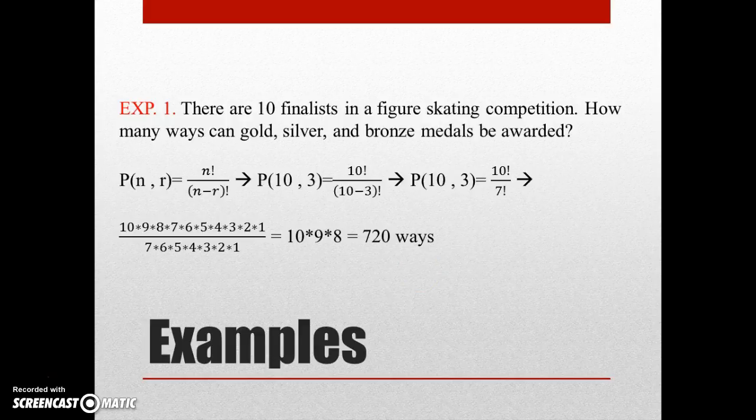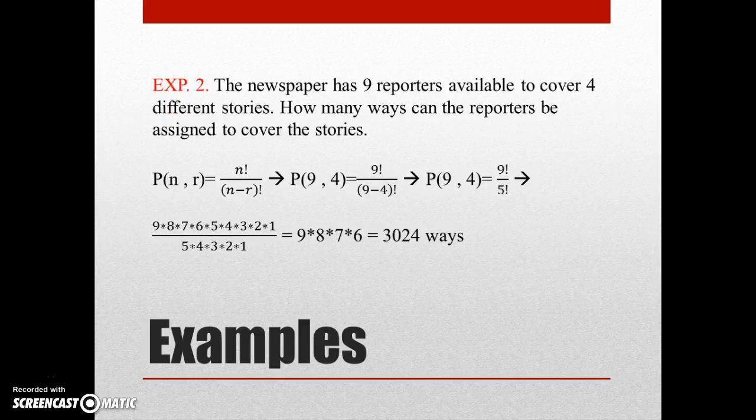Now, just in case, let's do another example. The newspaper has 9 reporters available to cover 4 different stories. How many ways can the reporters be assigned to cover the stories? Again, we have our same formula, P of n of r, equals n factorial over n minus r factorial. So here, our set size would be these 9 reporters, right?